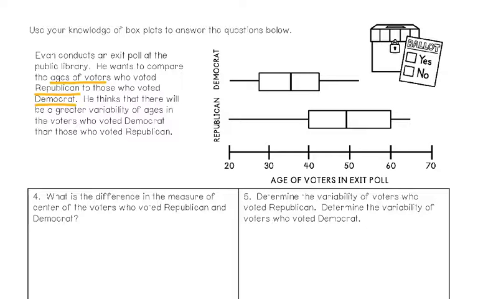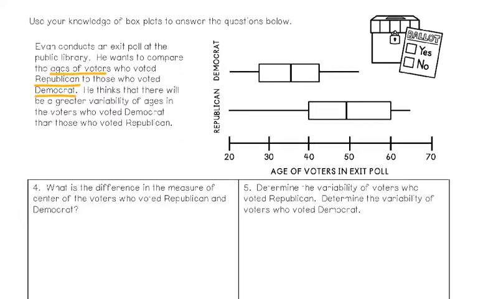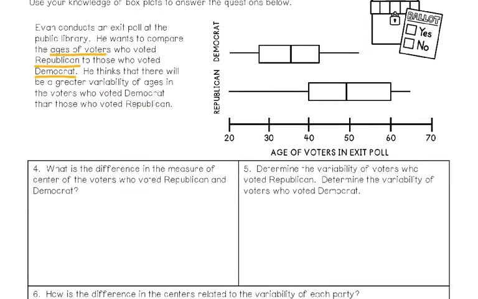So let's start by looking at just question 4. What is the difference in the measure of center of the voters who voted Republican and Democrat? When we talk about measure of center, we're talking about two things, either median or the mean. Those are measures of center in a data set. In this case, since it's a box plot, do you think we're talking about mean or median? You should realize we're talking about the median. Box plots are all about the median.